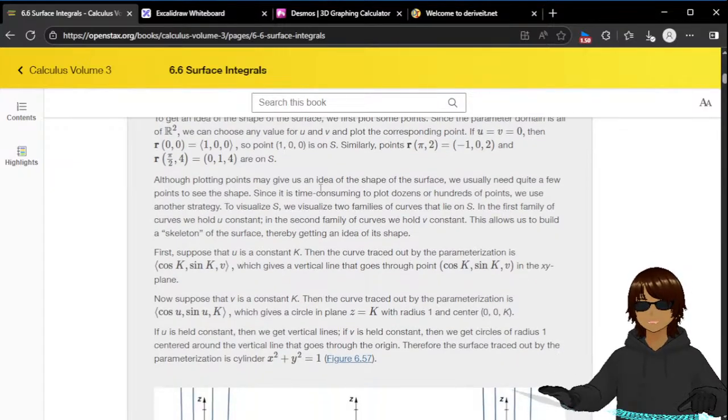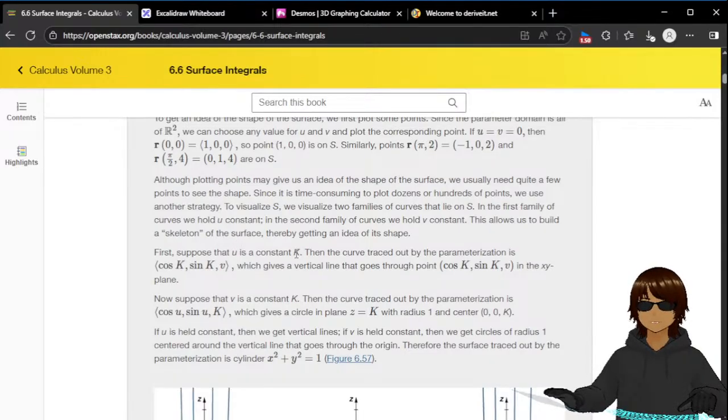Although plotting points may give us some idea of the shape of the surface, we usually need quite a few points to see the shape. Since it is time consuming to plot dozens or even hundreds of points, use another strategy. To visualize S, we visualize two families of curves that lie on S. In the first family of curves, we hold u constant. In the second family of curves, we hold v constant. This allows us to build a skeleton.